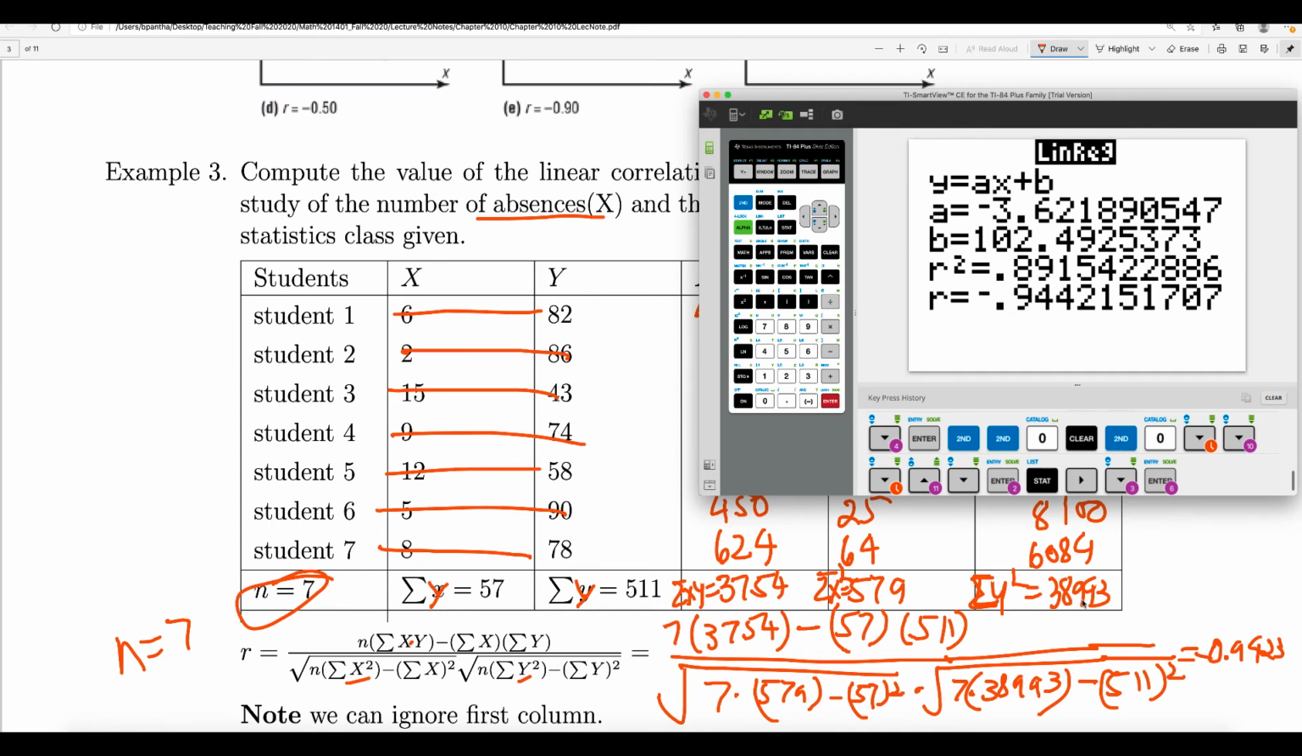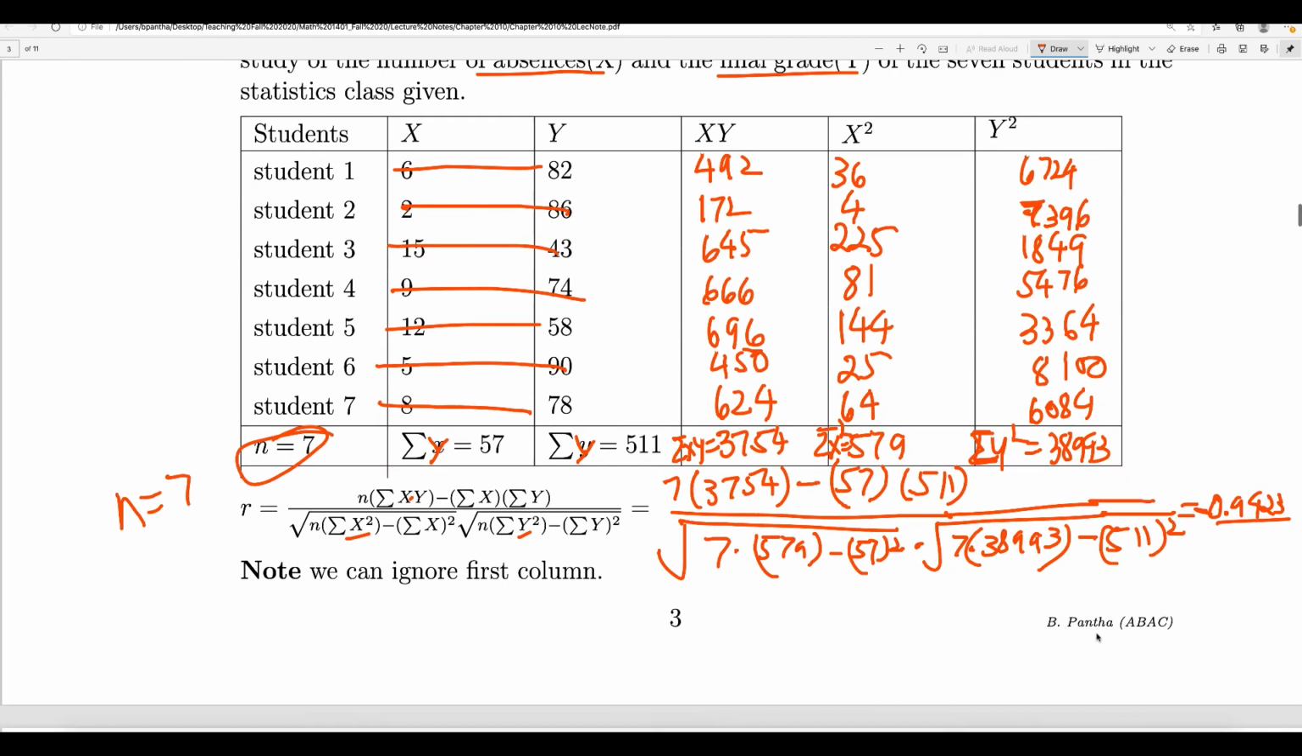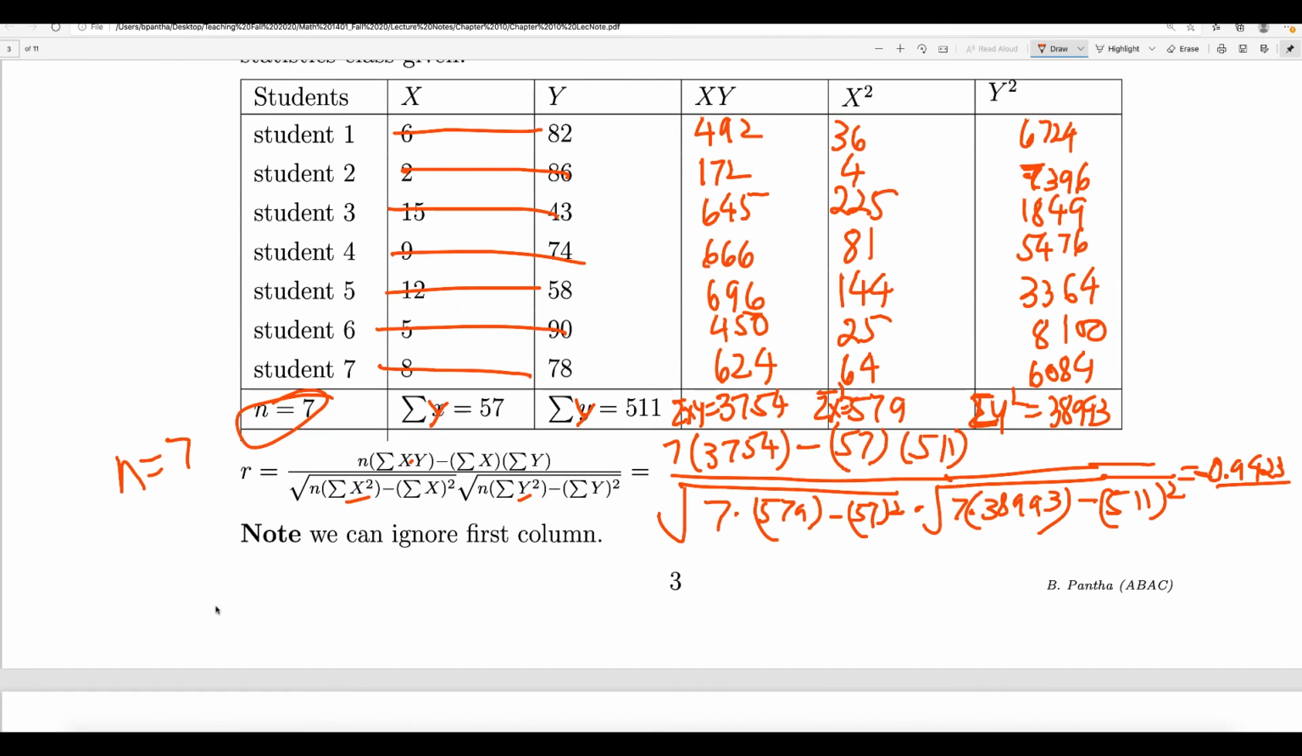So this is what you get, negative 0.9442. So this is very close, right? So negative 0.9442. Now what is the meaning of that? So how do you interpret this value? See, what was the R value? Was negative 0.9423 or 0.9442. So you got 0.9442 from calculator, and we got 0.9423 from here.